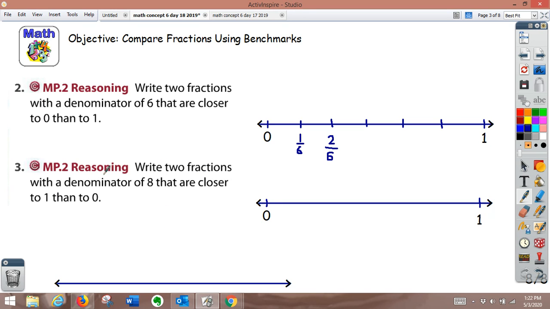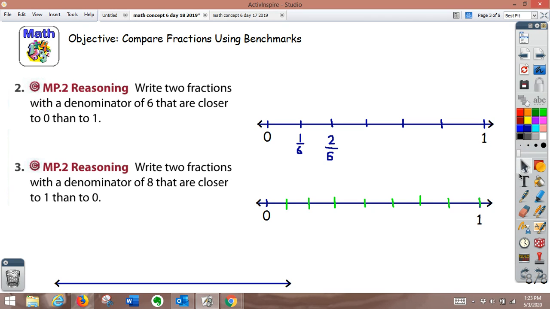All right, write two fractions with a denominator of 8 that are closer to 1 than to 0. Okay, denominator of 8, again, tells me this number line is broken into 8 equal parts. Now I'm getting closer to 1 than to 0. Read carefully when you do the work. Closer to 1 than 0. So I'm going to be down closer to 1. I almost am getting a whole pizza here. So let's see. Let's divide. We've got 1, 2, 3, 4, 5, 6, 7, and there's number 8 right there.